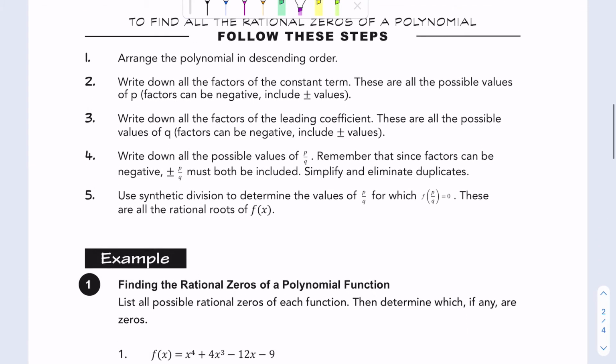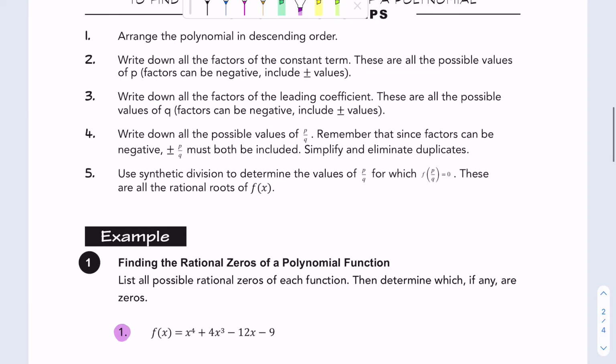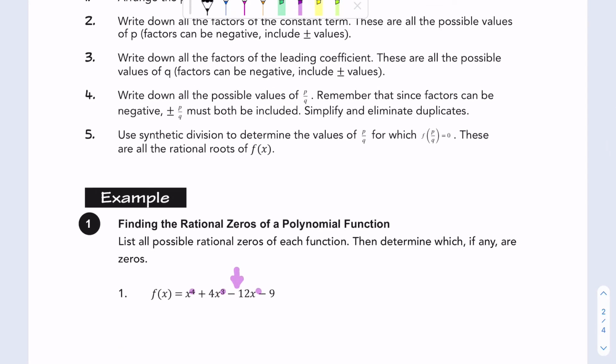So I'm going to start by going over number 1. And while I go over number 1, I'm going to reference these 5 steps. The first step is to arrange the polynomial in descending order, making sure you have every term. That means we need to make sure we have an exponent of 4, which is what we start with. Then we have 3. We need to have an exponent of 2. There's our exponent of 1, and then no variable at all.